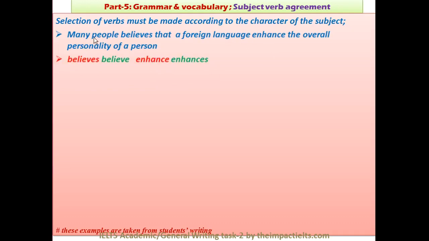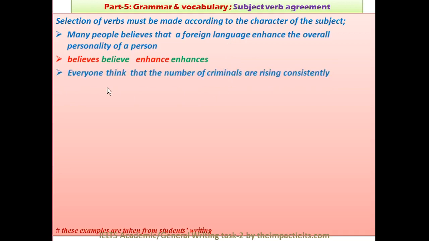Many people is a plural, so we cannot use s here. This is a fundamental of English. S is used when we talk about one person, place, or thing, or you talk about third person like he, she, it. But with many people, we cannot use it. So it should be believed. And the foreign language, again, it's a singular, so you cannot say enhance, right? Singular, third person. So exactly opposite. Here it's a plural, so you cannot use s. Here it is singular, so you have to use s. Right. Let's see the second one.